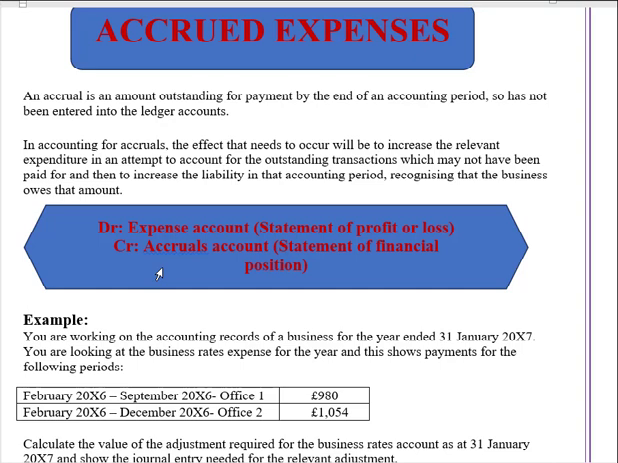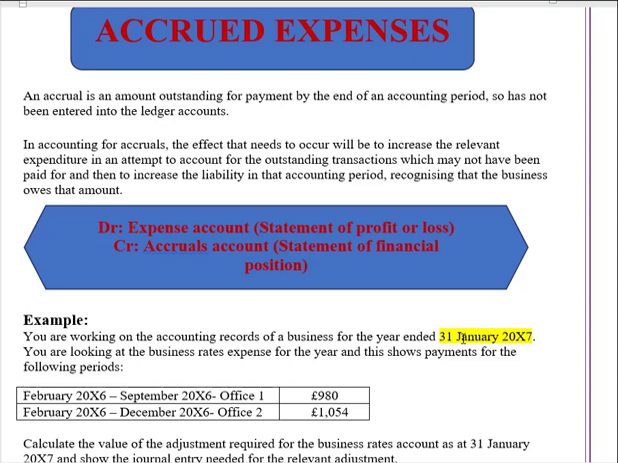In some cases, we would look at an exercise and see how we put life to an item of an accrual. It says to us, you are working on the accounting records of a business for the year ended 31st of January 20X7. You are looking at the business rates expense for the year, and this shows payments for the following periods. Remember, your year end is January X7. Very vital. You need to always connect with when is my year end and what period have you paid for.